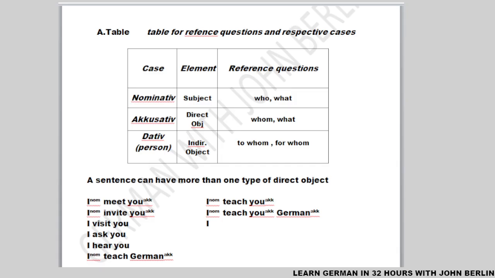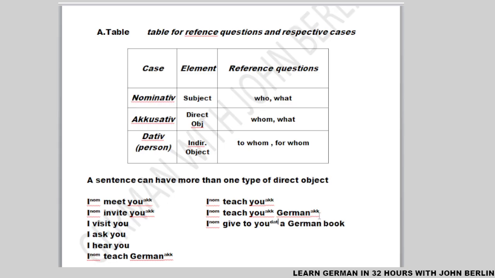Let's say I give to you a book. Yes, let's say I give you a German book. Perfect. So now in this case, who gives to you a German book? The answer is I. So I becomes Nominativ. Now the next question, very important. I give to you. So the question is, to whom do I give a German book? Yes. So to you becomes Dativ.